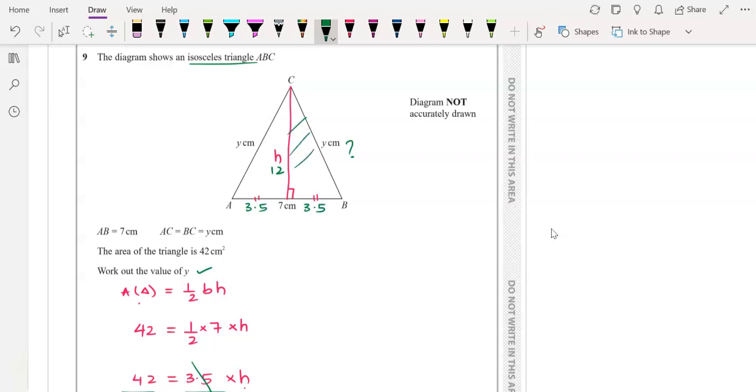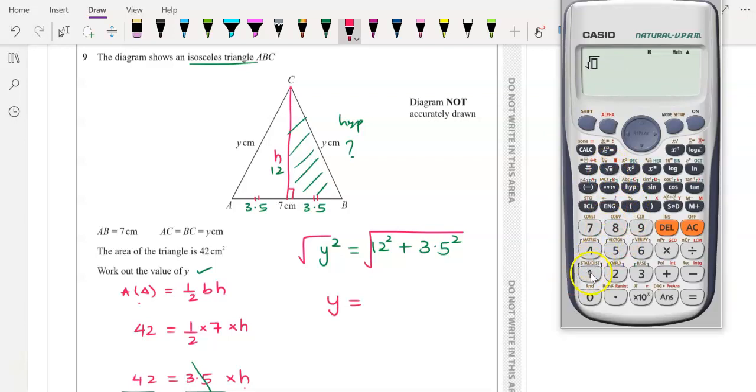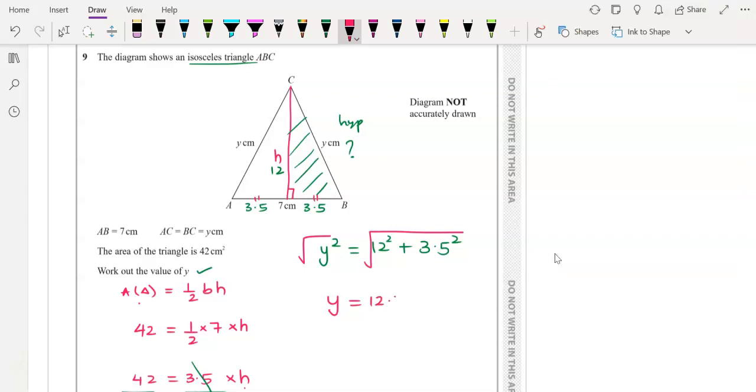So in one of the triangles, we can use Pythagoras theorem to find the value of y. In this triangle, y is the hypotenuse, so we can write y square equal to 12 square plus 3.5 square. To find the value of y, take square root of both sides. Square root of y square is y, and we'll put this in the calculator: square root of 12 square plus 3.5 square. That gives me 12.5. So the value of y is 12.5 centimeters.